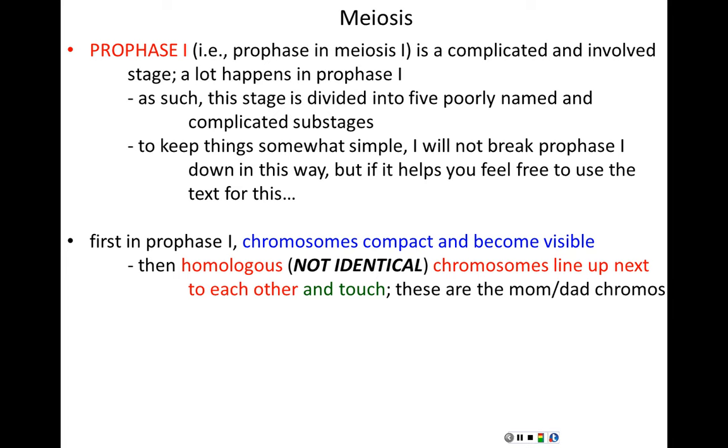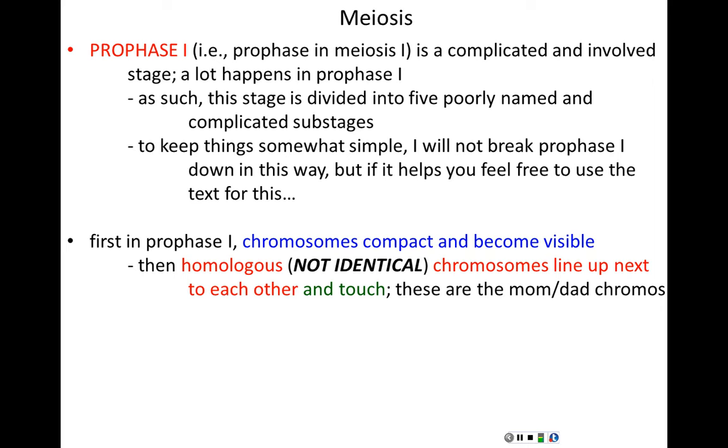Next, in prophase, homologous chromosomes line up next to each other and touch. Now let me emphasize this. Homologous chromosomes, not identical sister chromatids, homologous chromosomes line up next to each other. In mitosis, homologous chromosomes lined up head to foot, single file. Not so in meiosis. Okay?